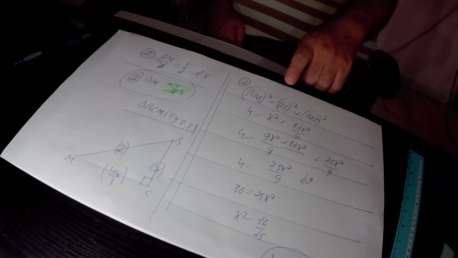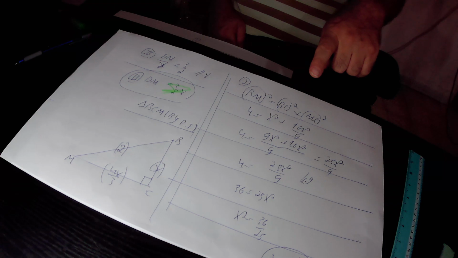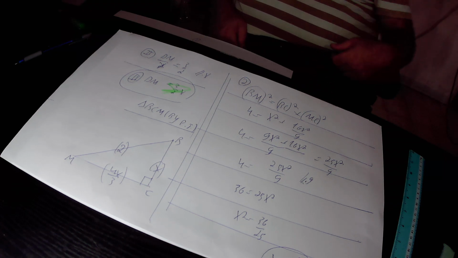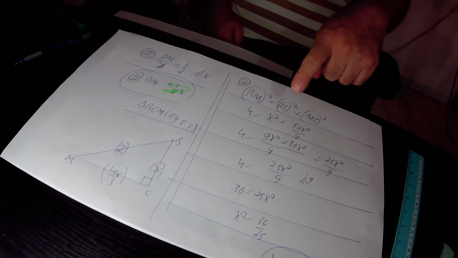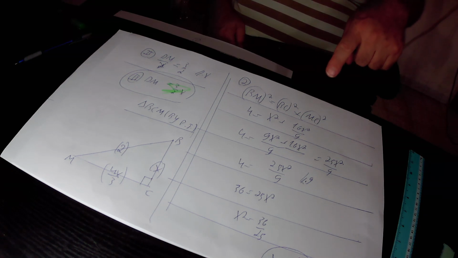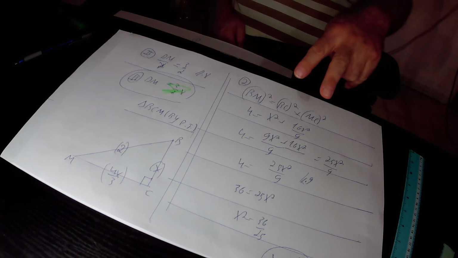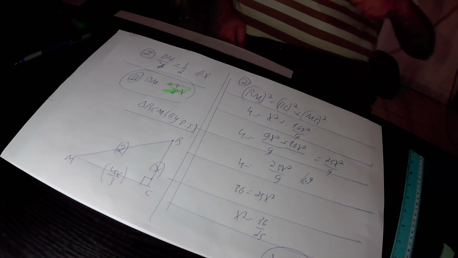Here we multiply x squared by 9 and then divide it by 9 in order to have a common factor in this expression. So it is 9x squared over 9. So 4 equals 9x squared over 9 plus 16x squared over 9. Now 9 is a common factor of those two expressions.